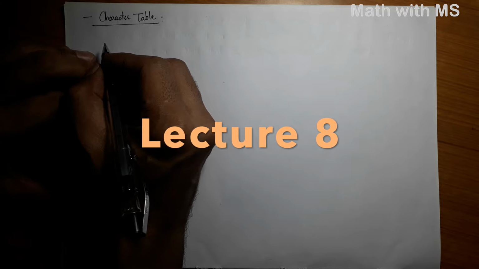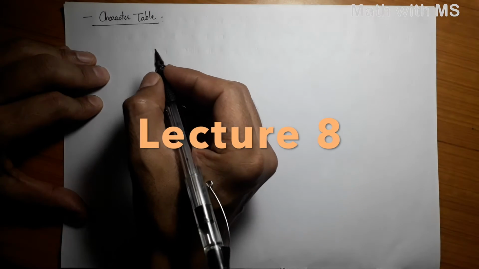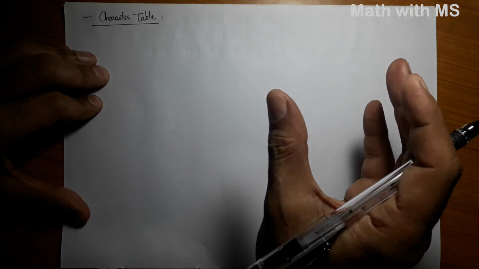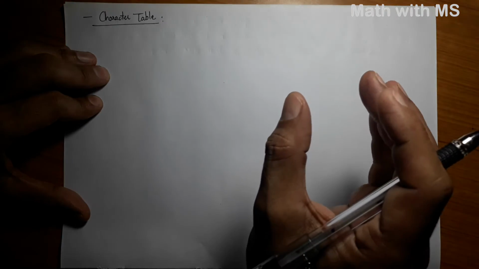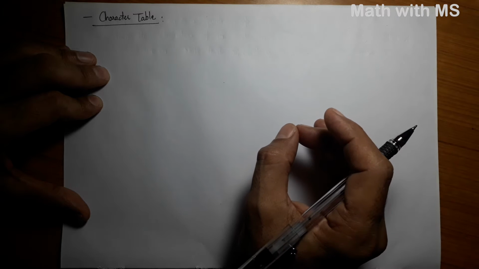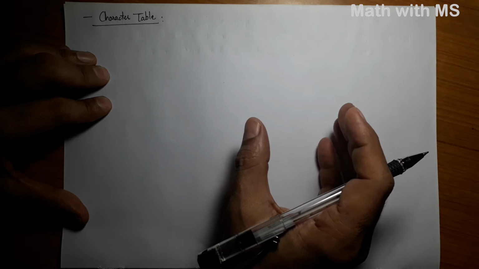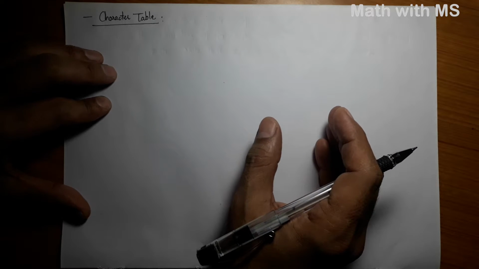In lecture number 7, we showed that in a finite group, the number of equivalence classes of irreducible representations is the same as the number of conjugacy classes in the group G. This gives rise to a very important object called the character table, which is basically a matrix associated to a group. So let's define it.